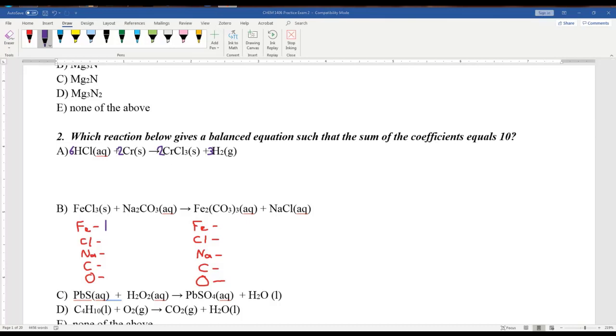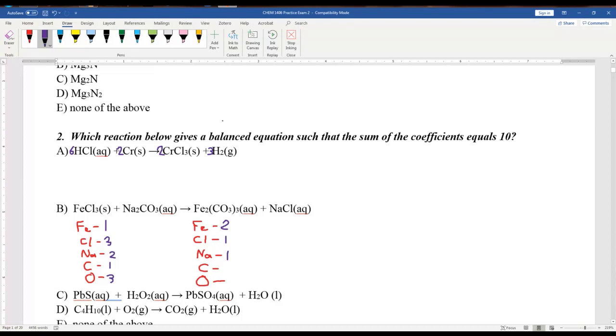And how many chlorines do we have on the left side? 3. How many nitrogens do we have on the left side? 1. Sodium, rather, not nitrogen. 2 sodium. And how many carbons? 1. And how many oxygens? 3. You guys got this. You're good at identifying this. 2, 1, and 3. And on the product side, you'll see we have 2 irons, 1 chlorine, 1 sodium.